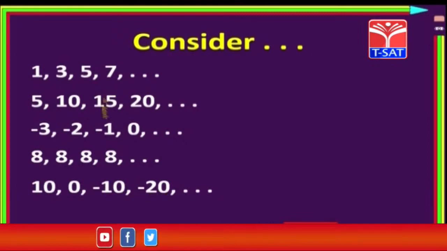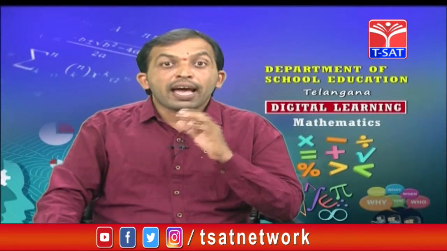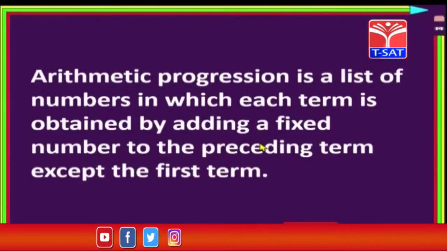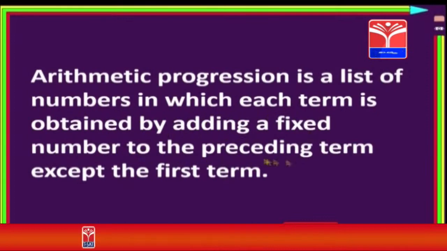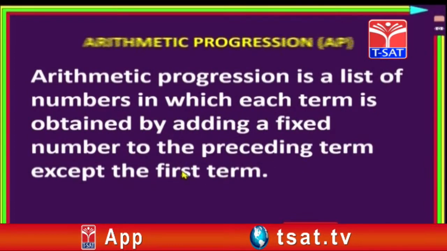So these are the sequences which follow some particular rule. That is, we get each term by adding a fixed number to the preceding term, except the first term. These types of progressions are called arithmetic progressions. An arithmetic progression is a list of numbers in which each term is obtained by adding a fixed number to the preceding term, except the first term. That is called an arithmetic progression.